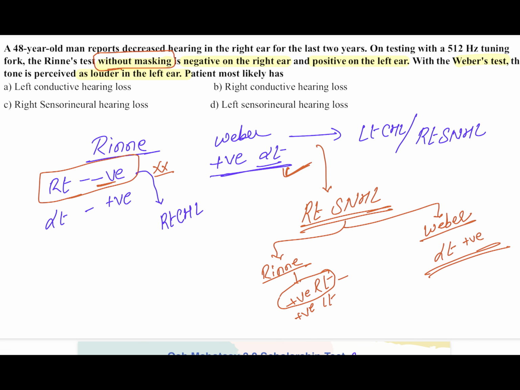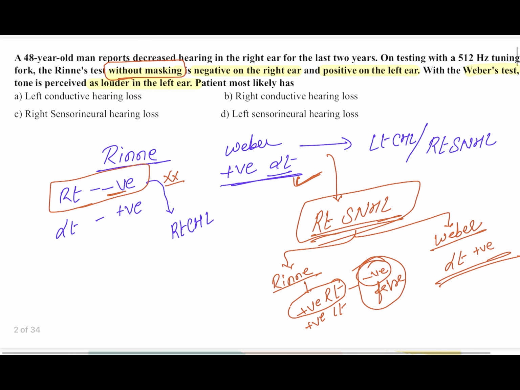Since on the right side it is showing negative, and without masking, it is a false negative Rinne test. That's why I came to the answer right SNHL. So for this condition, the correct answer will be right sensorineural hearing loss.